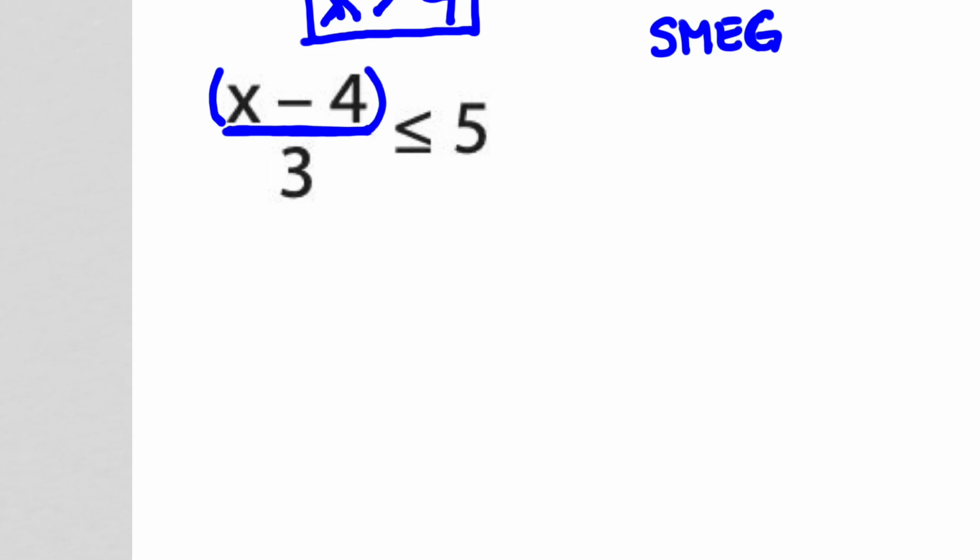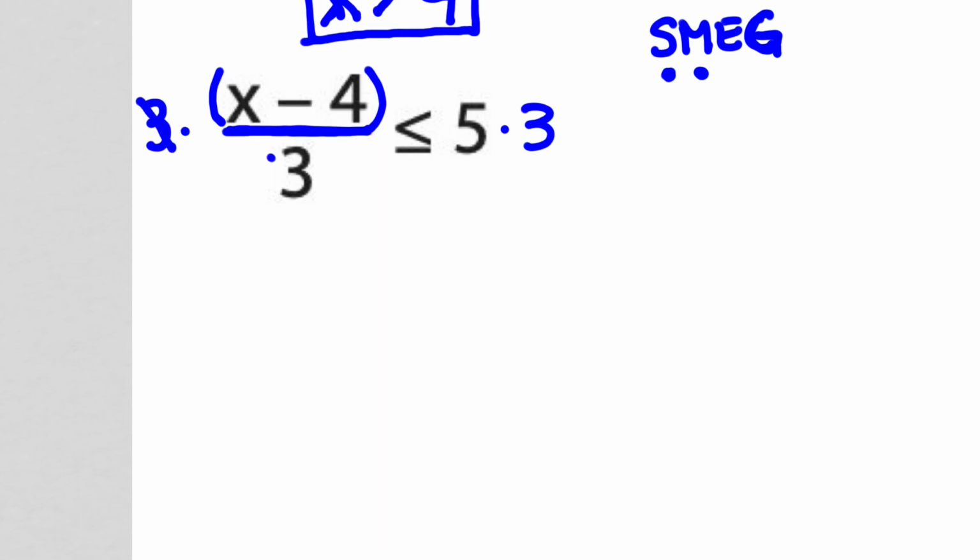So we're not even going to deal with that until we go to the grouping symbols at the end of SMEG. So first, subtraction and addition. Well, the only subtraction is inside that grouping symbol, but I'm not to the G in SMEG yet, so nope, nothing there. Multiplication and division. Well, I see right now that everything is divided by 3 on the left side. So the opposite of divide by 3 is multiply by 3. What I do to one side, I have to do to the other.